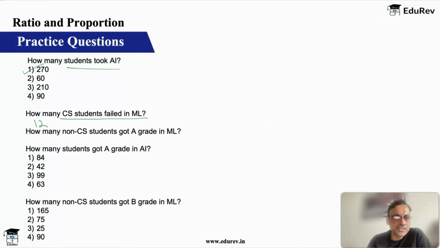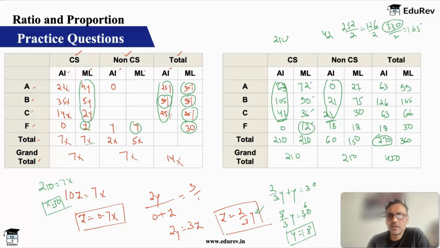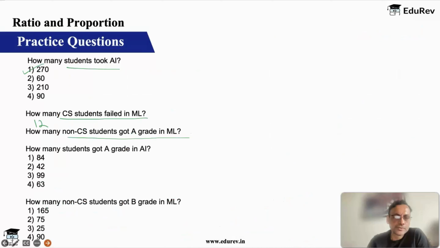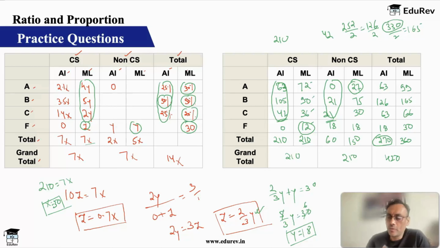How many non-CS students got A in ML? Non-CS students got A in ML. That answer is 27. So you can see no effort after this. 27. How many students got A in AI? A in AI. How many students? We'll have to look combined. A in AI is 63.